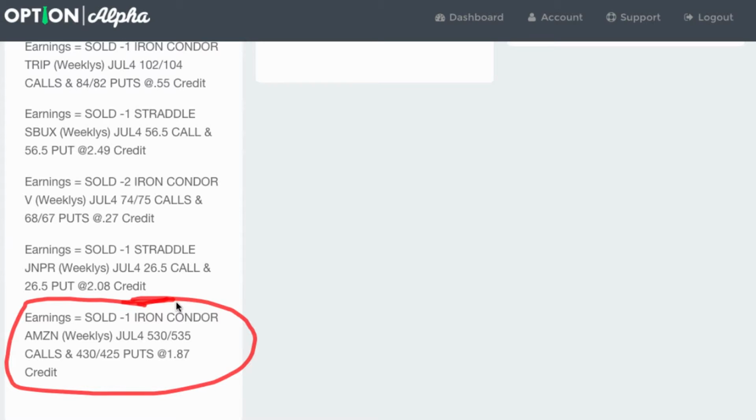Amazon was all over the place today. And again, we wanted to do a wide iron condor in Amazon only because in this case, Amazon did have higher implied volatility, but with the stock price around $480, it just wasn't feasible to sell a strangle or a straddle. The margin to do that type of position would really eat up a lot of buying power. So what we decided to do instead is a really wide iron condor in Amazon, again just because the stock price is so high. We went ahead and did the 530, 535 call spread and the 430, 425 put spread for a nice credit of about 187.